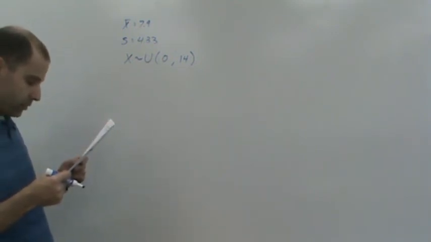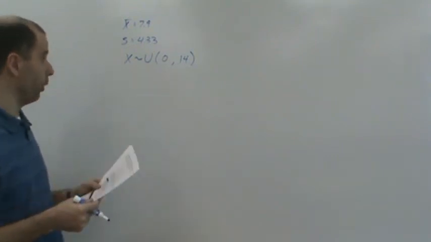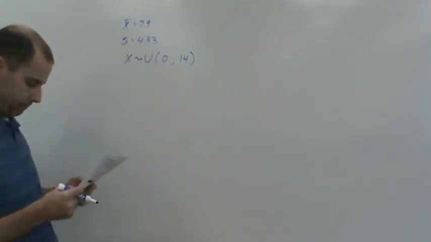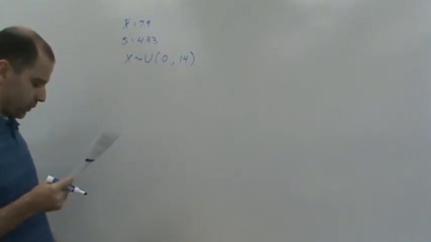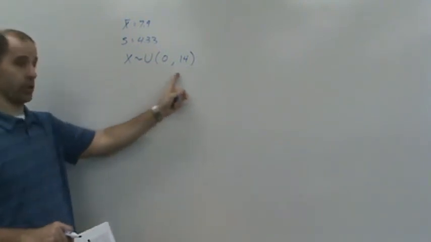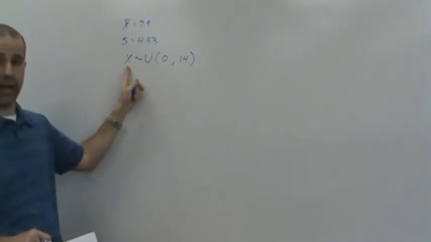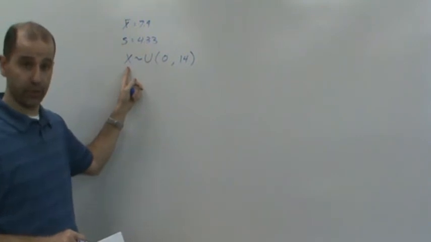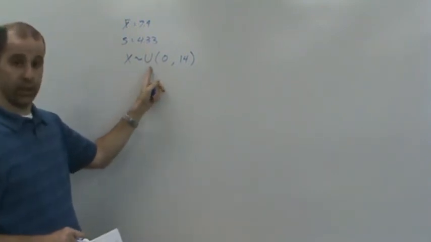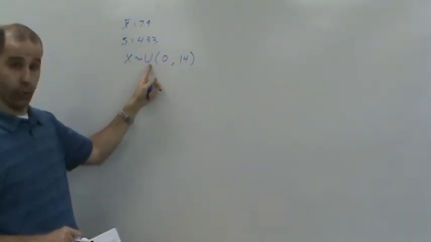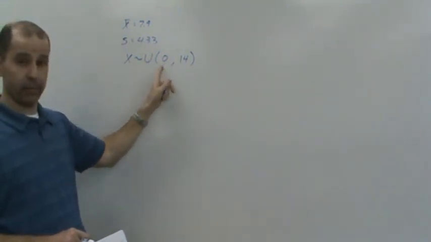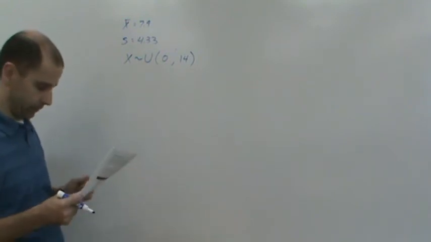State the values of A and B. Well, we just did, 0 and 14. Write the distribution in the proper notation. Well, we just did. What is X? X is the number of passengers on a charter boat. What's the distribution? Uniform. What's A and B? 0 and 14.